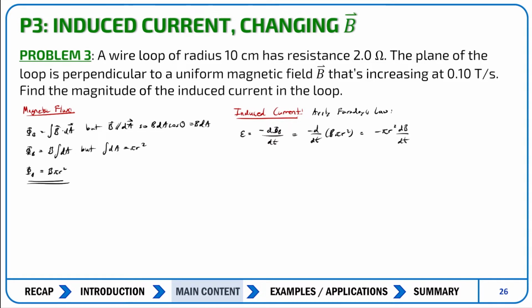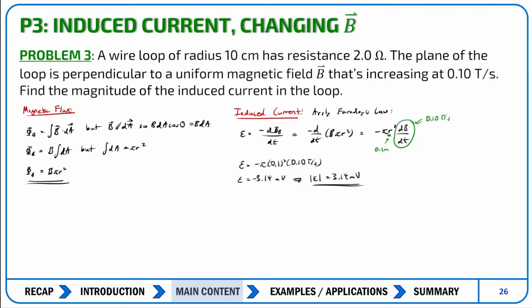Now we know that the magnetic field is changing at 0.10 Tesla per second. We know that the radius is 10 centimeters, or 0.1 meters. So we can immediately just solve. We have minus pi, 0.1 squared, and then 0.10 Tesla per second. So that gives us negative 3.14 millivolts. And we are just worrying about the magnitude of the induced current. So in this case, we can just say this is 3.14 millivolts.